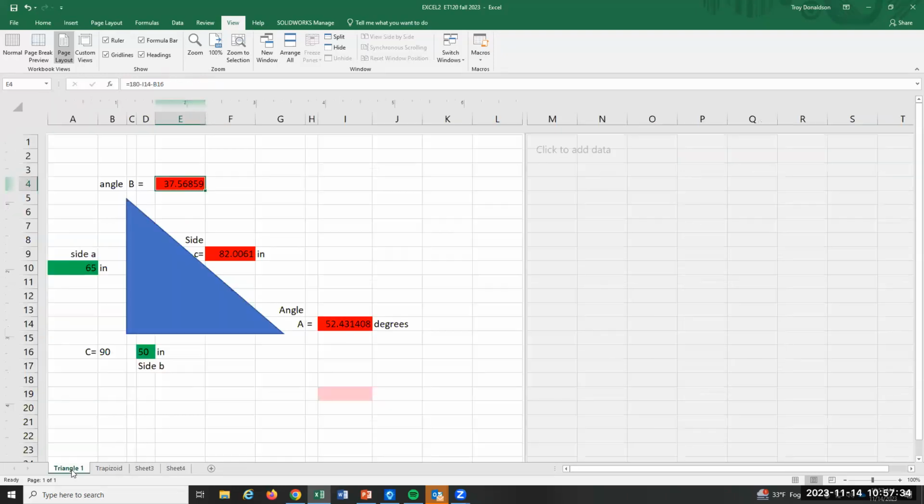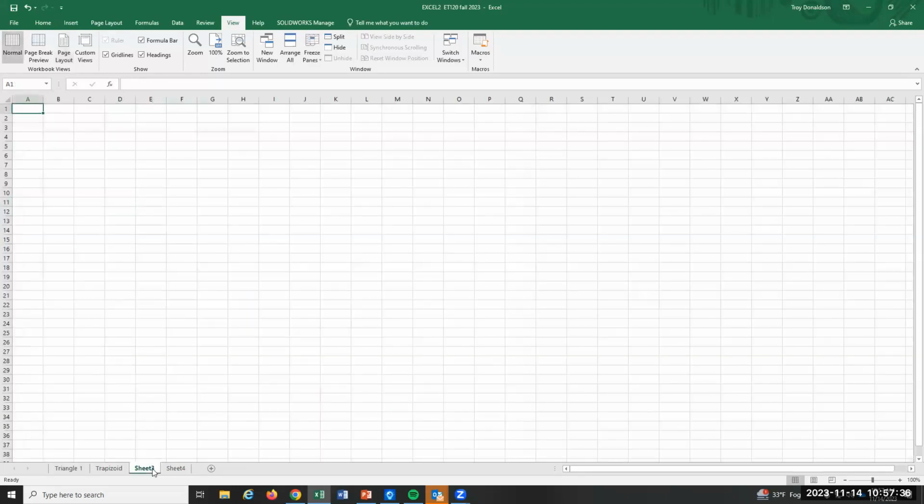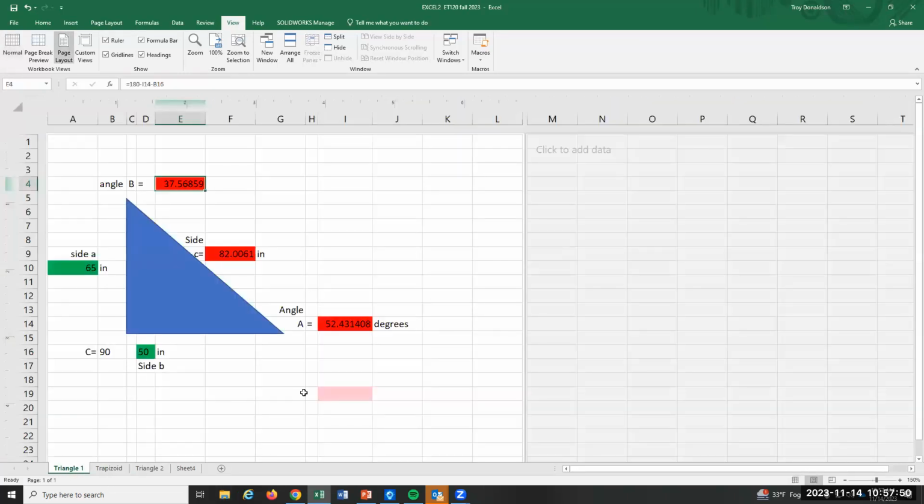All right, so you have a triangle, a trapezoid, and another triangle. This should say triangle 2. Obviously, you don't want to just call it triangle both times because these sheets need to be independently named. Questions? All right. Very good luck to you.